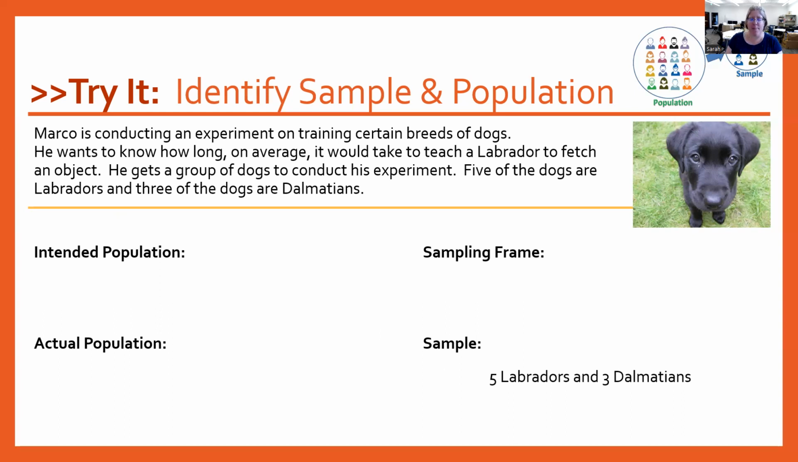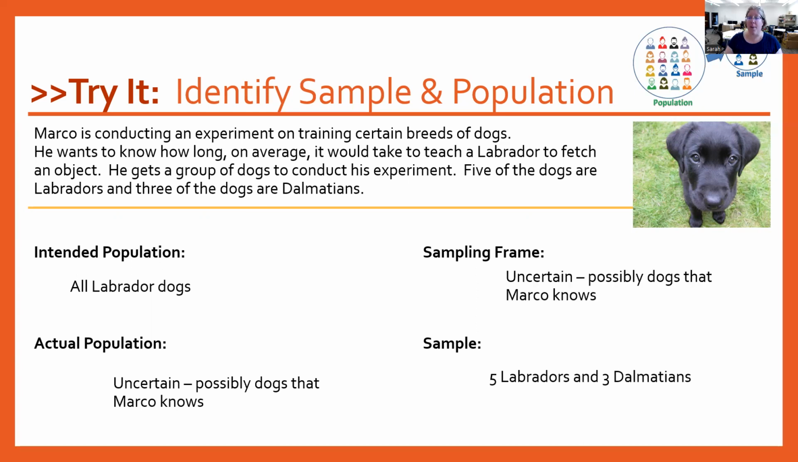I'm going to skip the sampling frame and actual population for a second. The intended population is all Labradors. Right, that's pretty clear. He wants to know how long it would take to teach a Labrador to fetch. So that's the group that he's most interested in. What happened though, we don't really know where he got these 8 dogs from. So the actual population and the sampling frame are uncertain.